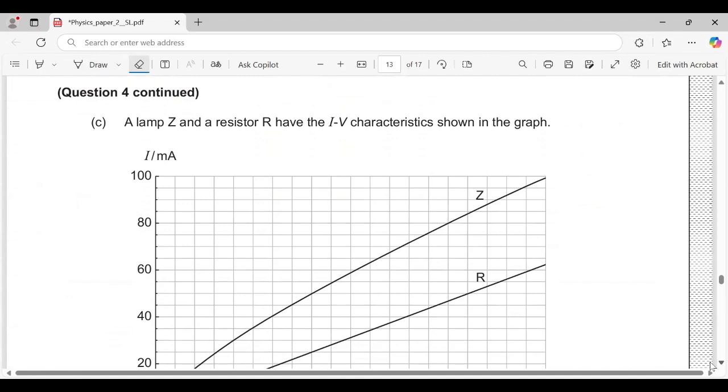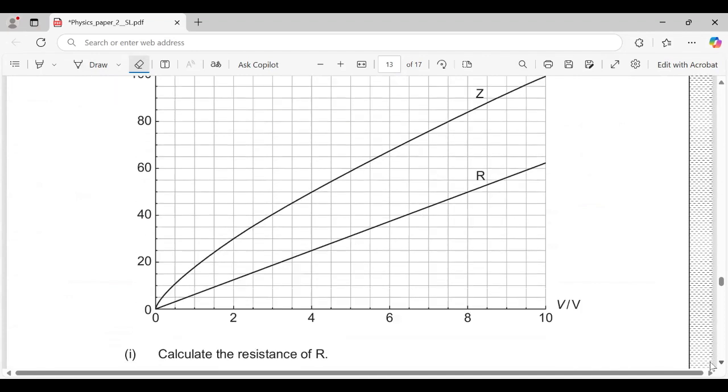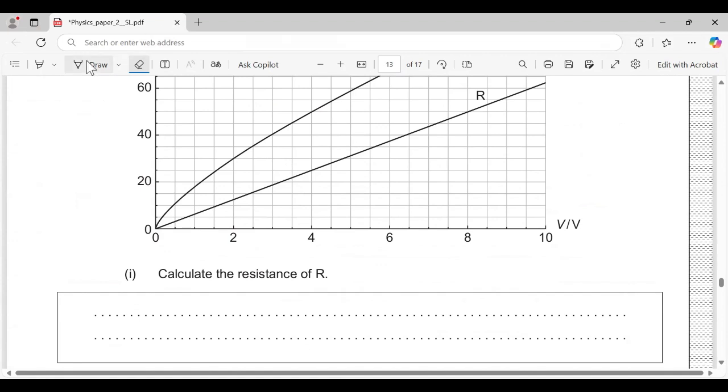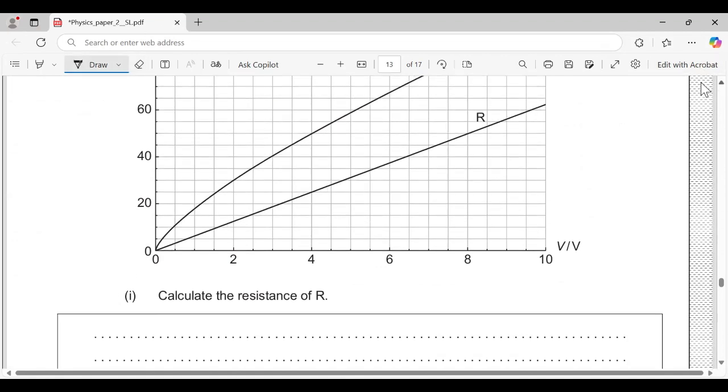A lamp Z and a resistor R have the I-V characteristics shown in the graph. Calculate the resistance of R. I would like to calculate the resistance of R on this point. I'll take this point, this current point is 50 milliamps, and 50 milliamps equals 0.050 amps, right? And this is 8 volts and this is 0.05 amps.